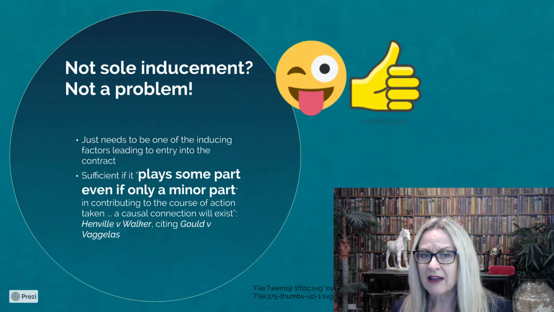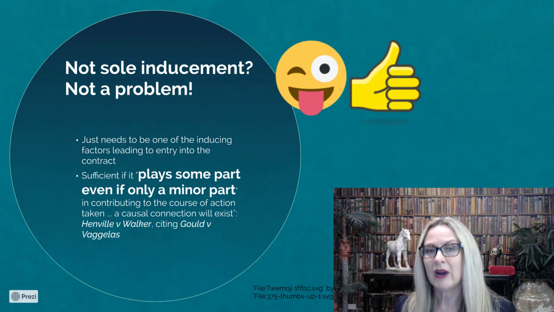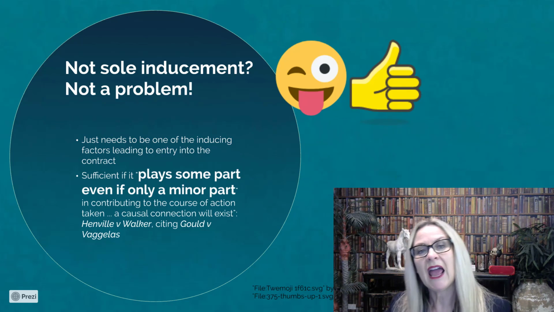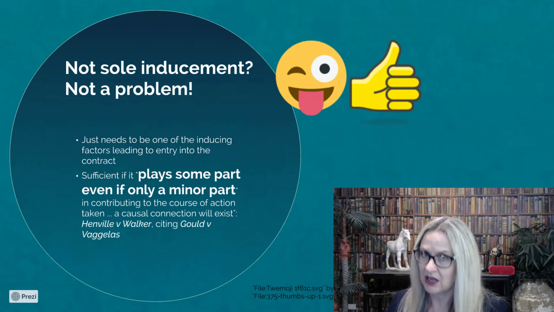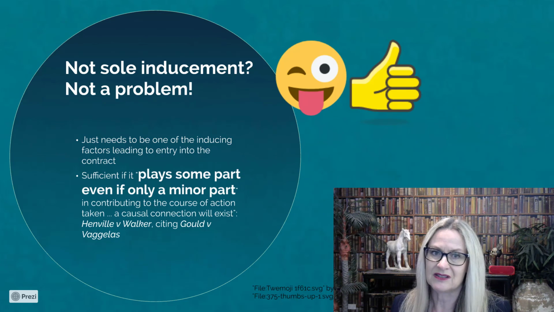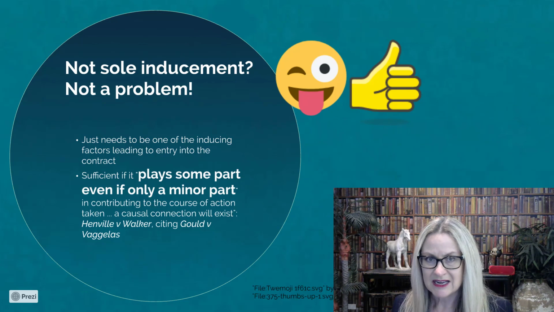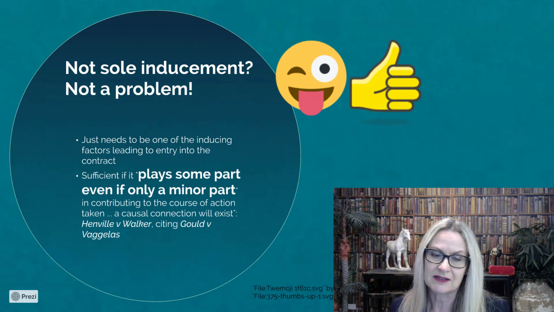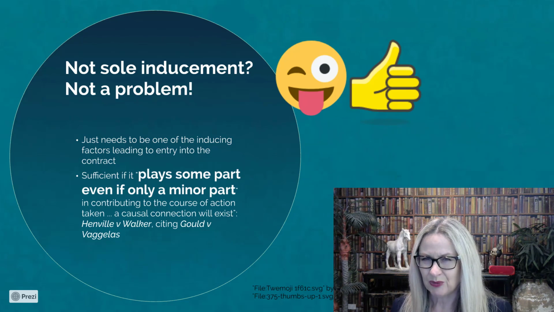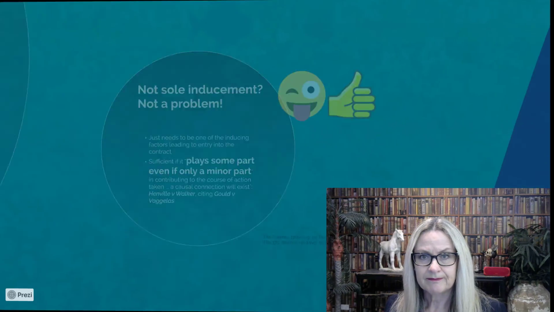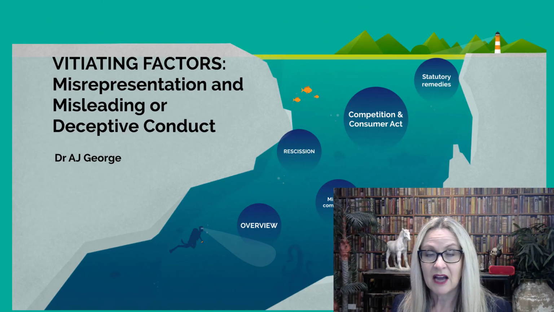Generally speaking, a fair inference of inducement and reliance will be where there's been the representation and then the party entering into the contract itself. The court will often infer that there has been inducement and reliance. It's often fairly obvious from the circumstances. So that is inducement, and they are the elements of an actual misrepresentation.